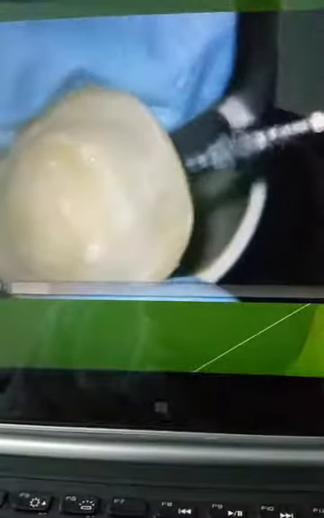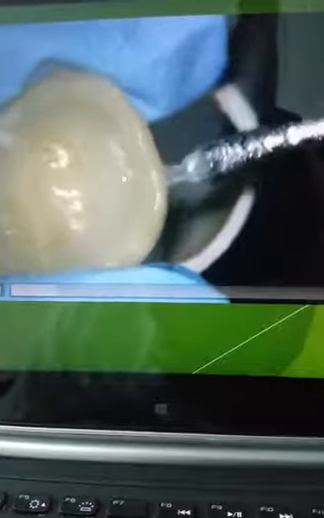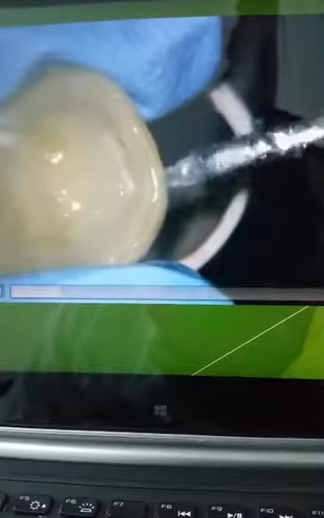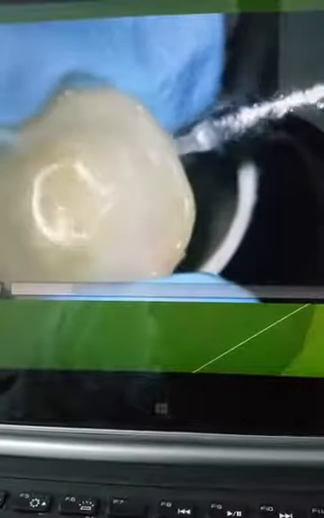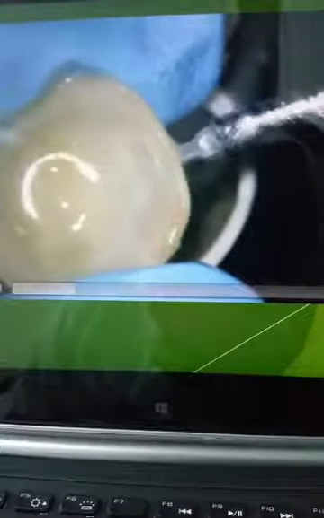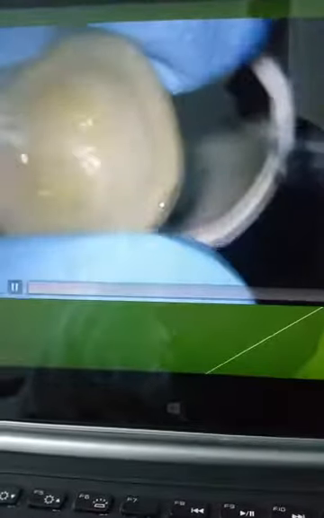This is a crown, and there is a cement. You can see the cement here, and the laser, the RBM laser, now here. You should not use diode. It's contraindicated to use diode actually. You can see the cement now dissolved and went away easily.